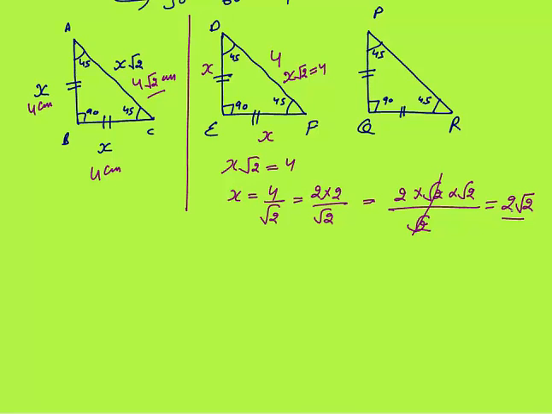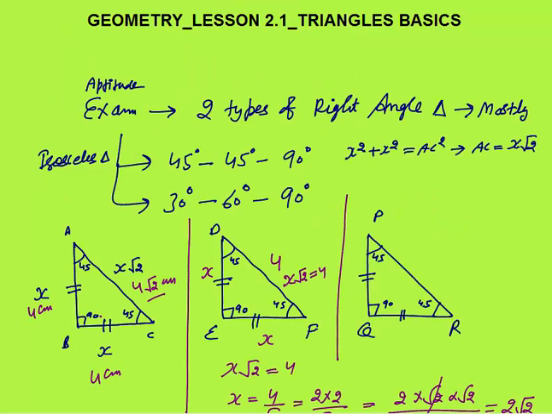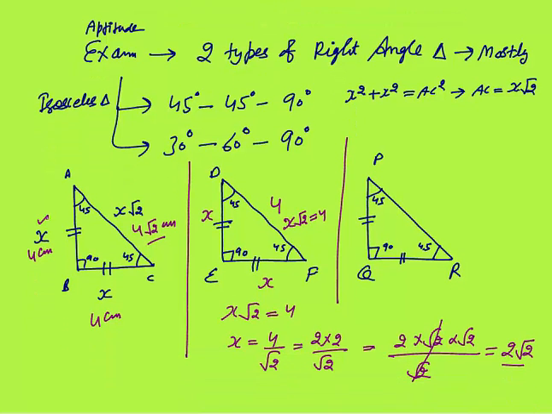So in general, if the smaller sides are given as x and x, you can straight away say that the hypotenuse would be x root 2. But if the larger side is given, say a, you can say that the side would be a by root 2 straight away. As in this case it was 4, so we got 4 by root 2.